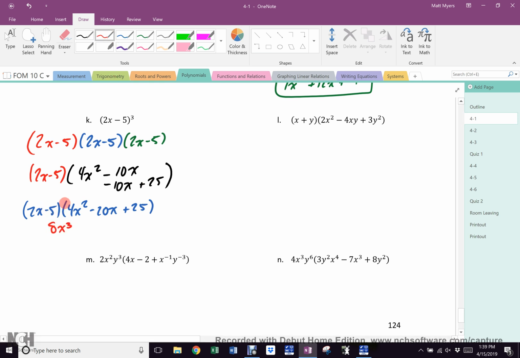8x cubed minus 40x squared plus 50x minus 20x squared plus 100x minus 125. To get a final answer, I'm going to write it over here: 8x cubed minus 60x squared plus 150x minus 125.